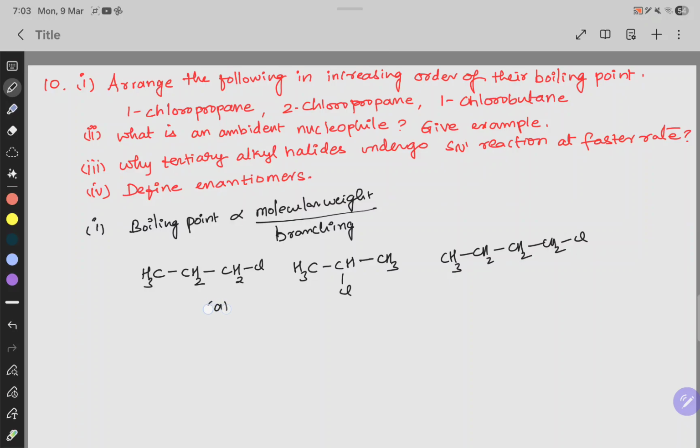So if we give the labels, this one is A, this is B and this is C, so C is going to be the highest boiling point, right? And these two are the same, but here there is no branch in A, whereas B is having one branch, right? So branching is inversely proportional to boiling point, so obviously the least will be B and the next highest will be A. So the order will be B, A and C, right?